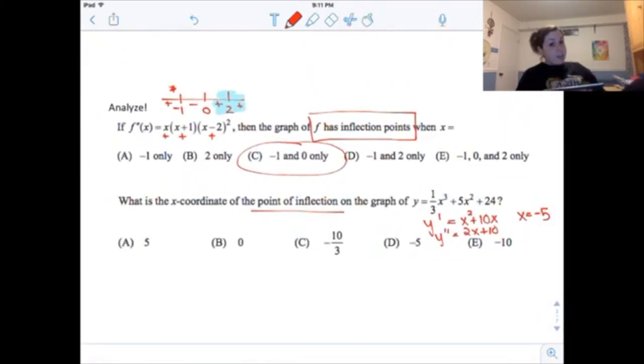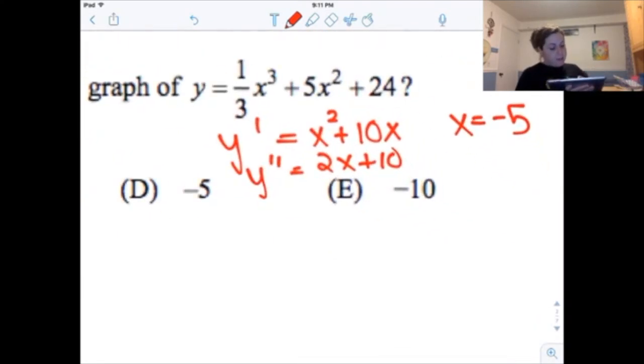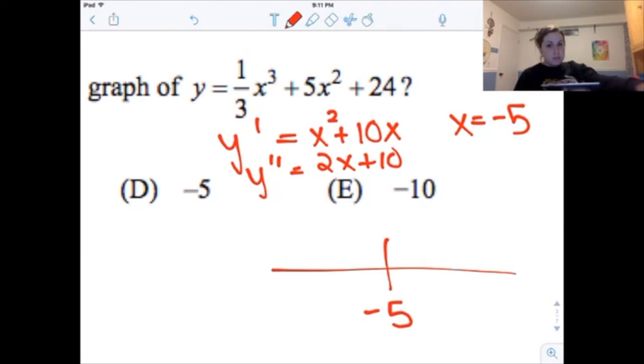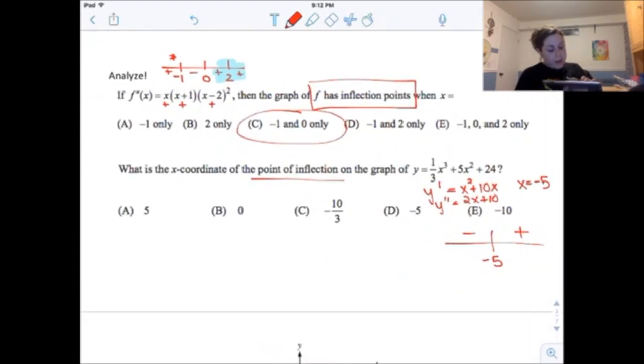So I need to check and see if it actually changes values there, which I'm going to guess it does because none of the answers are no points of inflection. But let's double check. Second derivative, if I plug in a number less than -5, this is negative. Greater than -5, this is positive. So my critical value, or my point of inflection, is at -5.